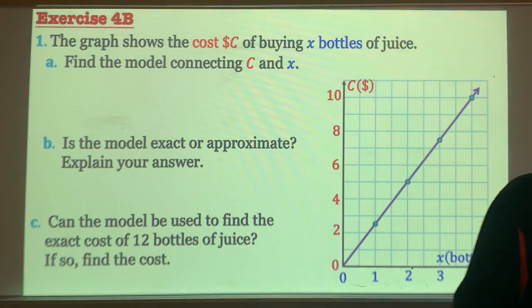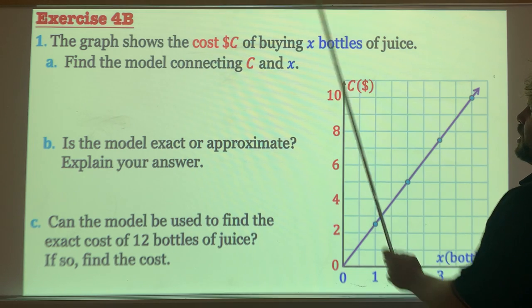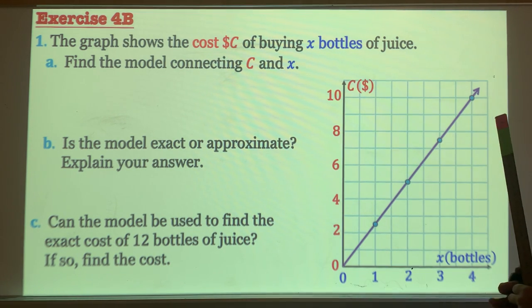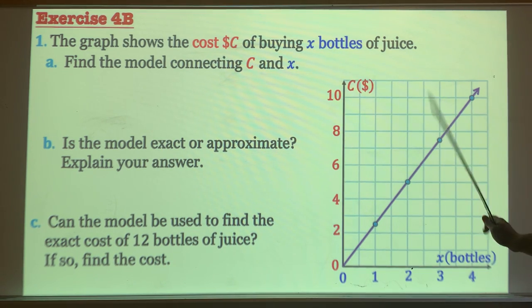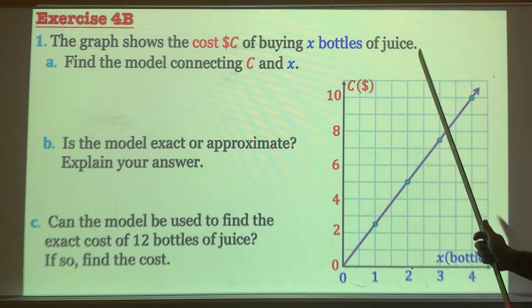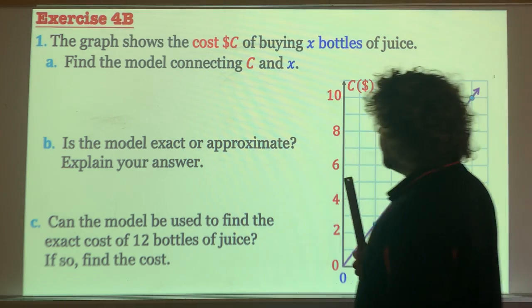All right, let's go to the next one. Let's do some exercises. This graph shows the cost C in dollars of buying X bottles of juice. Juice is good for you. Find the model connecting C and X.